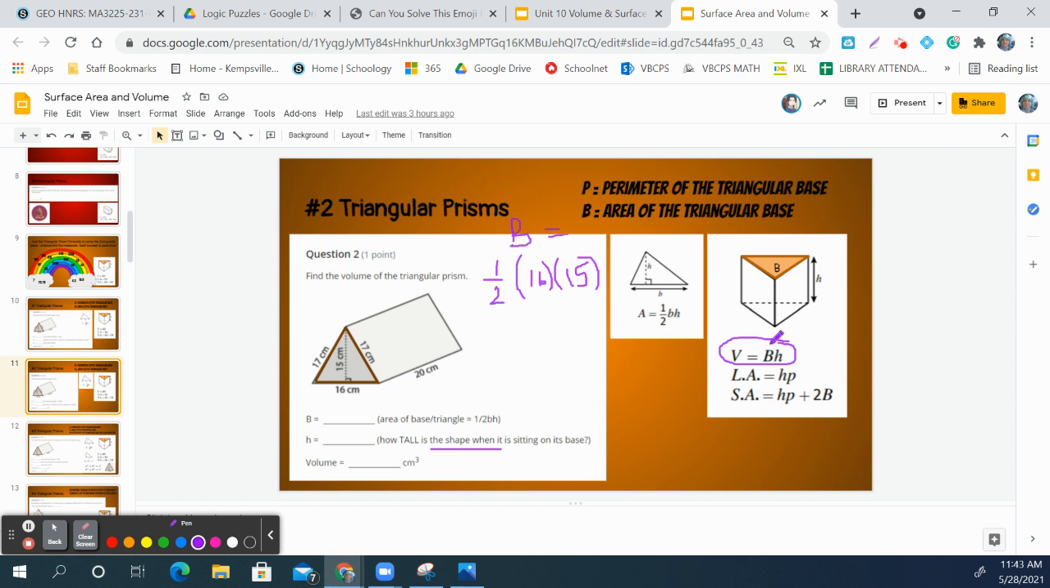So the B, the area of the base, is the area of that triangle. So you need to do 1/2 base times height in order to find the big B. So that's all of this area in here. And then you got to do the height, and that's the height of the prism. So that's this whole height. So the H here is going to be 20. The third one is tough.